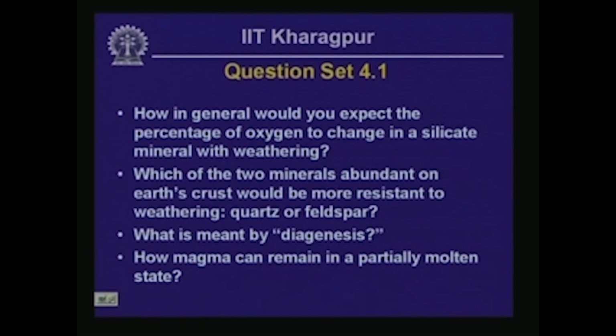What happens typically is that if you consider Bowen's reaction series, then you will find that the silicate minerals will have a higher percentage of oxygen in comparison with silica near the top of the reaction series, and as you come down, the oxygen percentage becomes smaller in comparison with the silica content.